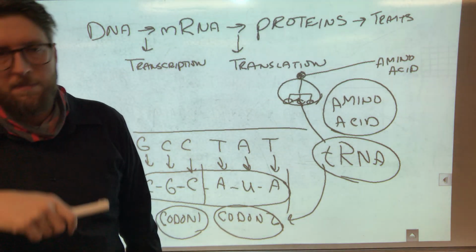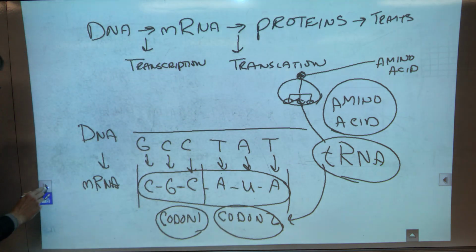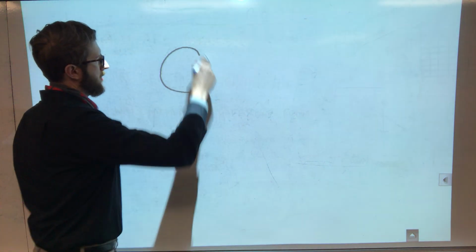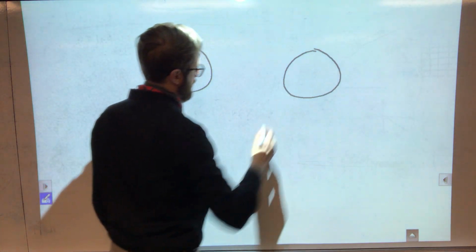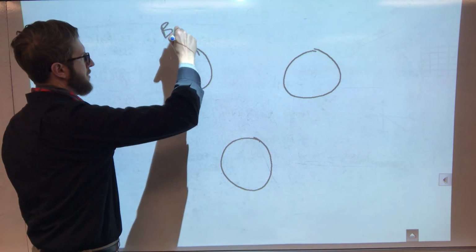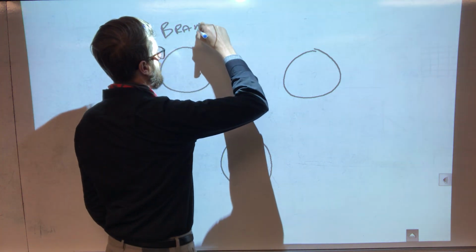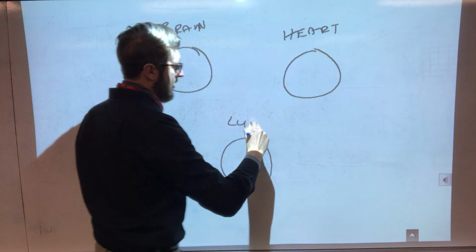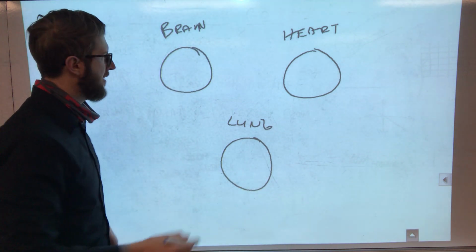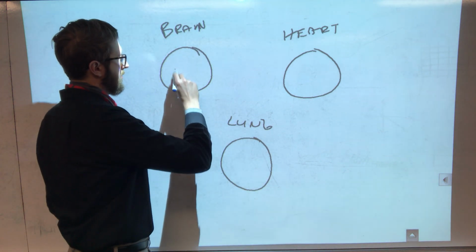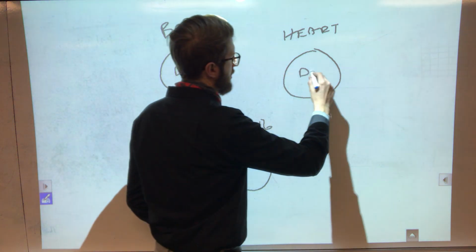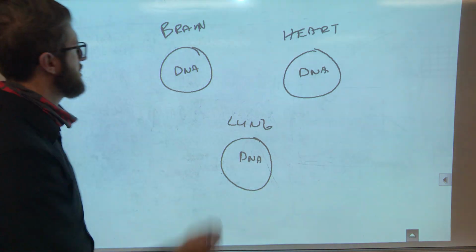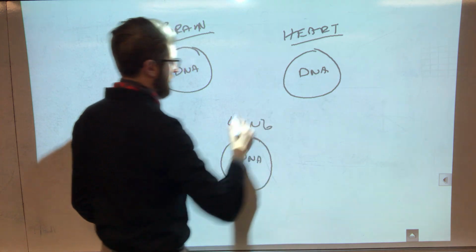But here's the question. Then we talked about how even though all cells, so let's say this is a brain cell, this is a heart cell, and this is a lung cell down here. All these cells have the same DNA, okay? They all have the exact same DNA. So why is this one a brain cell? Why is this one a heart cell? And why is this one a lung cell?